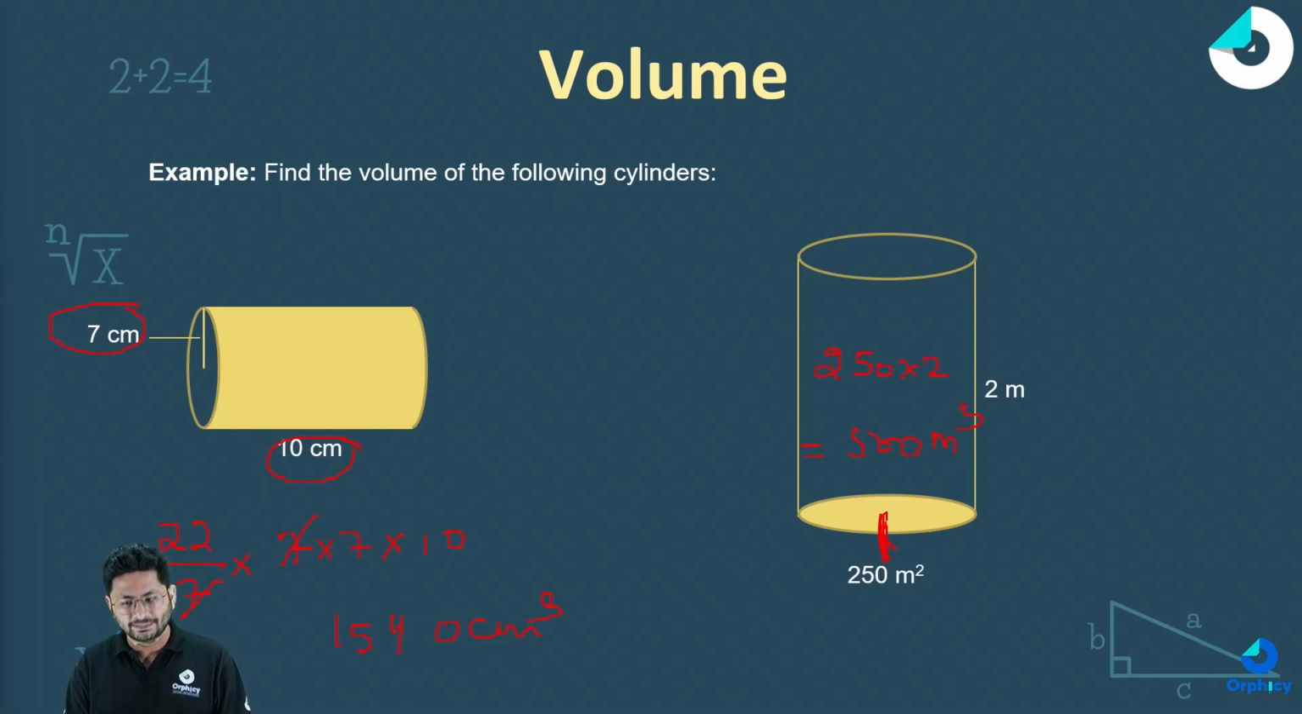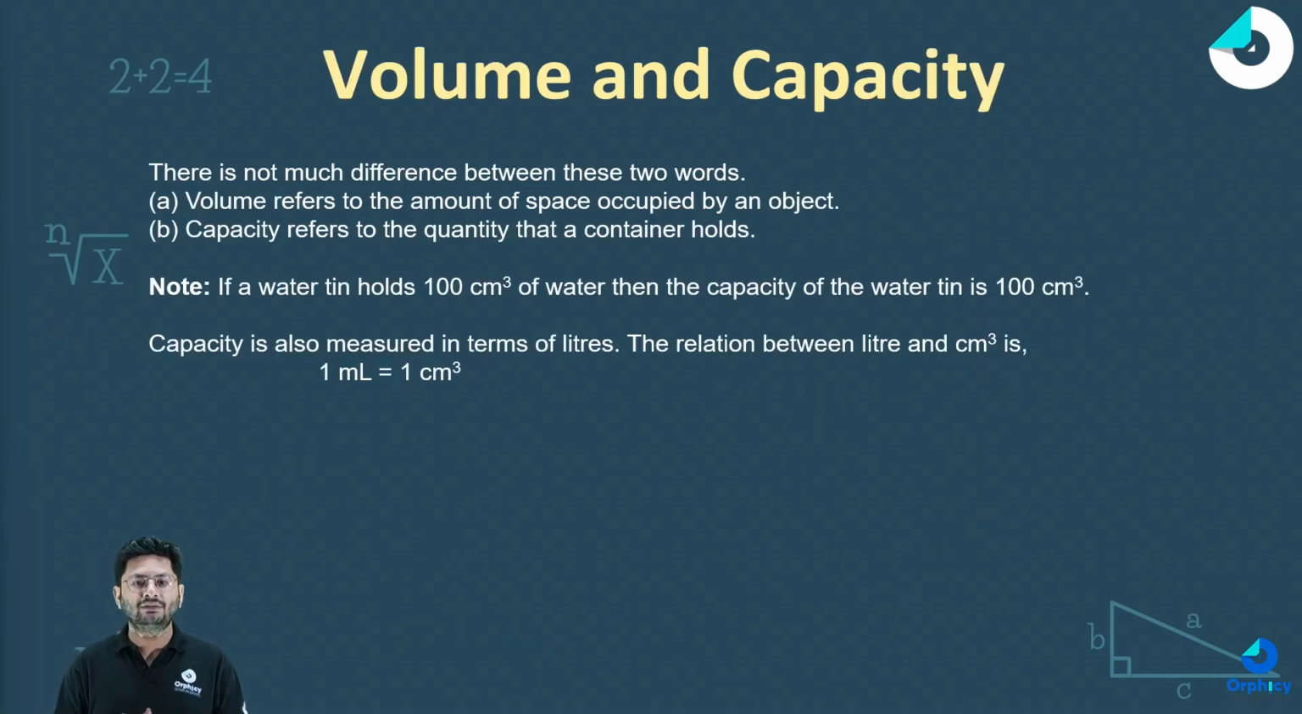Now, there is certain confusion between volume and capacity. Let's try to identify what the problem is. There is not much difference between these two words. So, volume refers to the amount of space occupied by an object, जितना space occupied हो सकता है या है, and the capacity refers to the quantity that a container can hold. ठीक है, तो कहीं ना कहीं सेम ही चीज है.